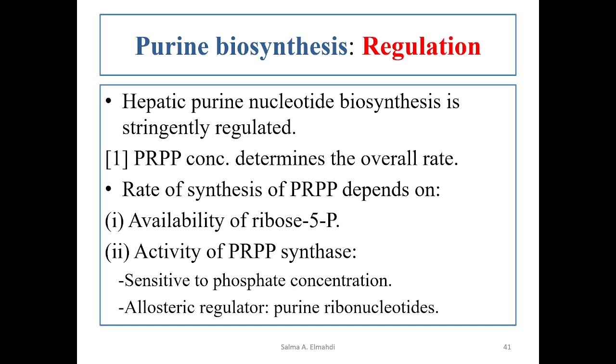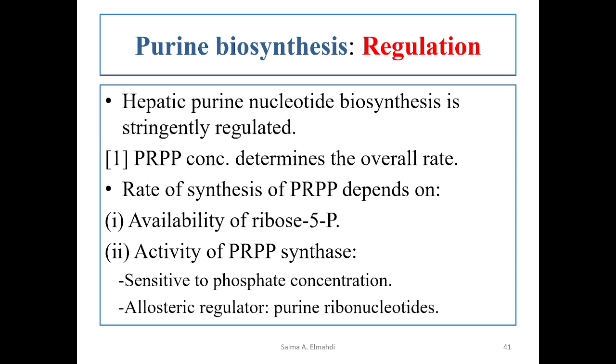How is purine biosynthesis regulated? Hepatic purine nucleotide biosynthesis is stringently regulated. The PRPP concentration determines the overall rate, and this is what I have mentioned earlier when I told you that PRPP is a very important molecule. In addition to being part of the already listed 4 metabolic pathways, it has a regulatory role.